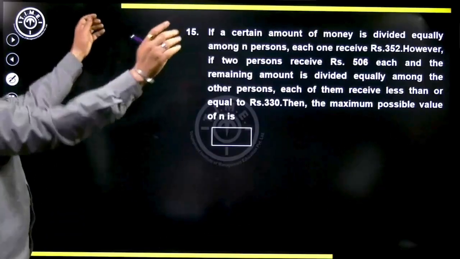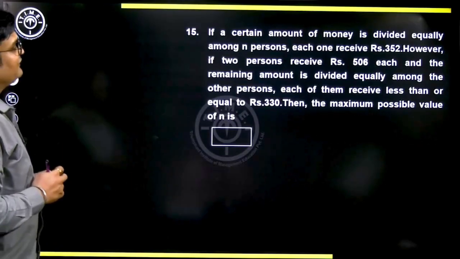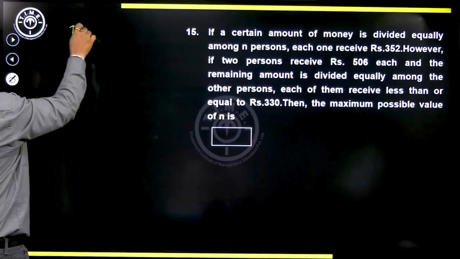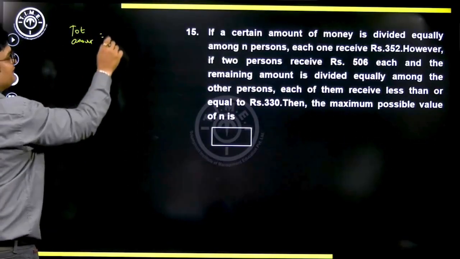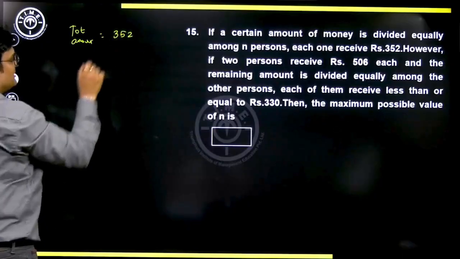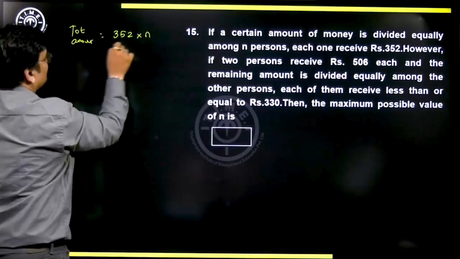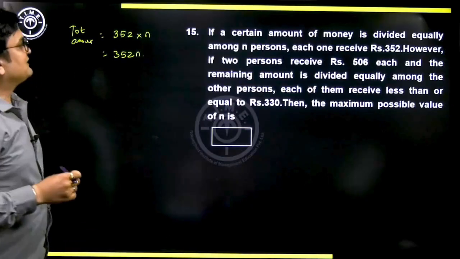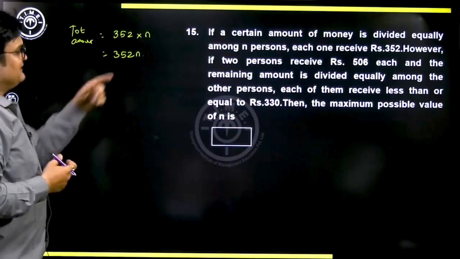If a certain amount of money is divided equally among n persons, each one receives 352. So that means what's the total amount? Each one receives 352, so each person's amount is 352 into the number of men. Suppose it is n, so it is 352n. If this amount is divided equally among n persons, n is given to us, right?